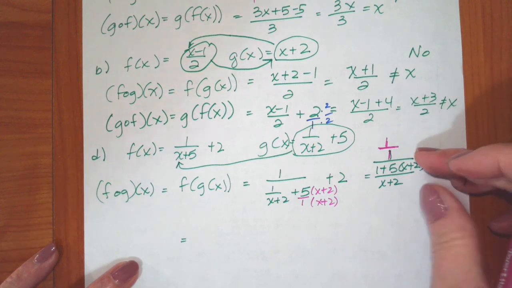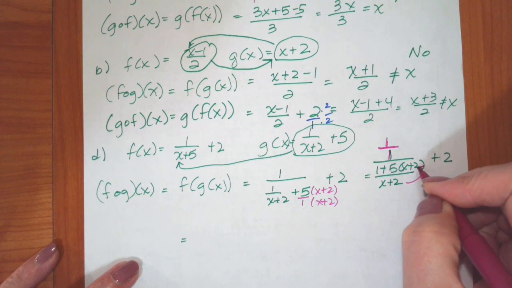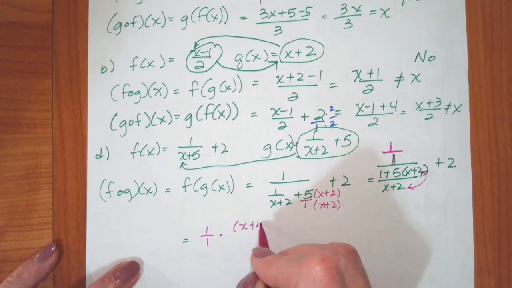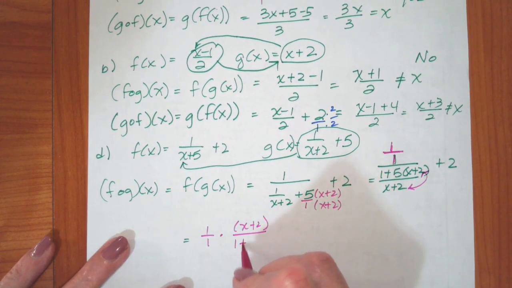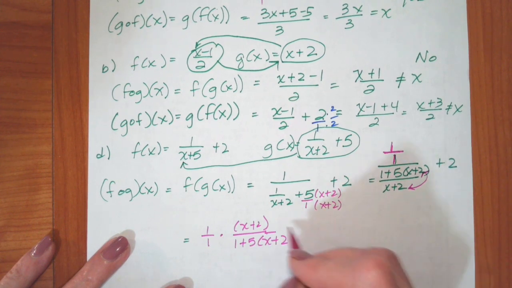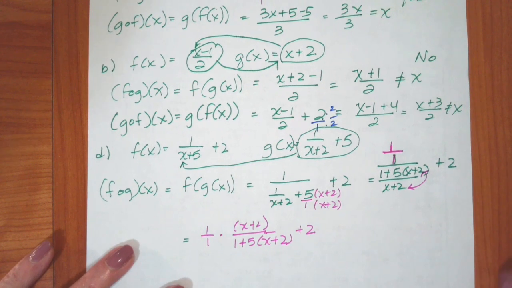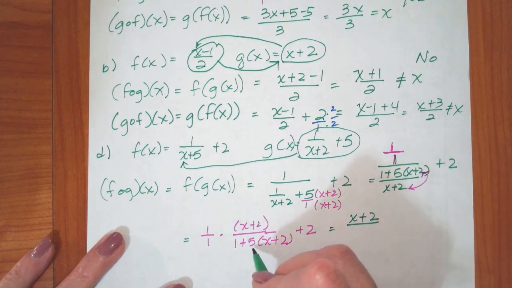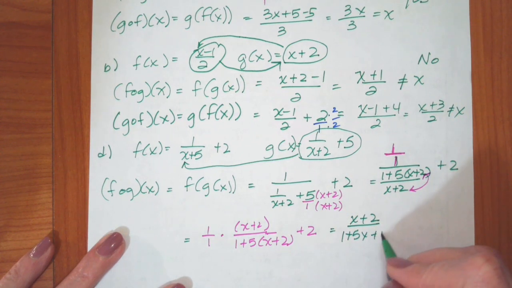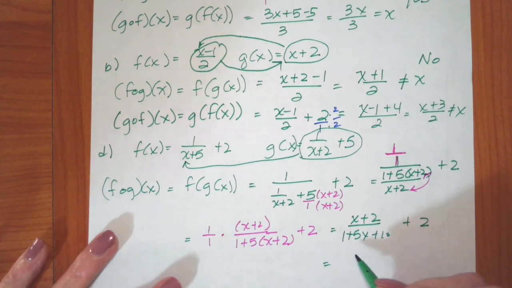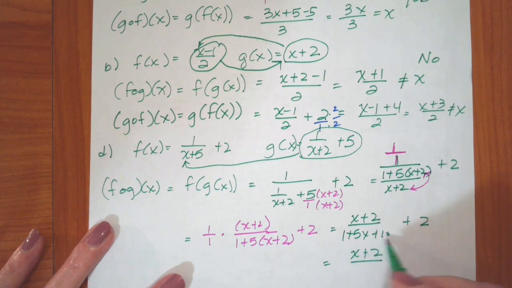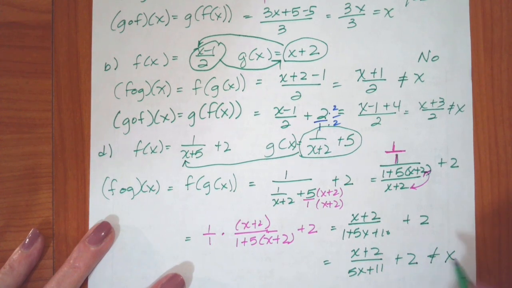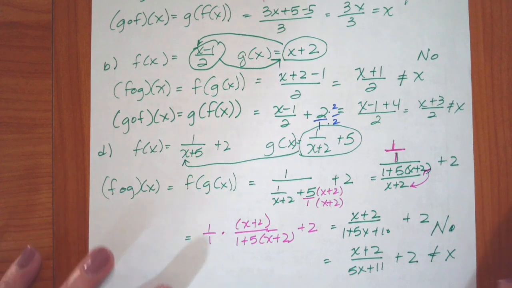So now I know if I have a complex fraction, that means I can flip this and multiply. So this becomes 1 over 1 times (x plus 2) over (1 plus 5 times (x plus 2)), plus 2. Okay, so this becomes (x plus 2) over (1 plus 5x plus 10), plus 2, which gives me (x plus 2) over (5x plus 11), plus 2. That does not equal x. So I'm going to go ahead and say no and move on to the next one.